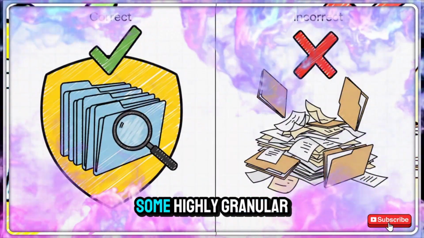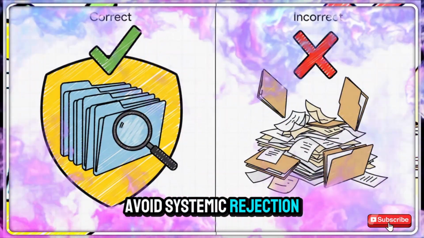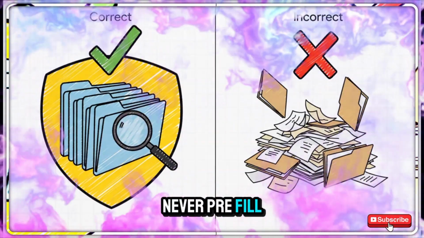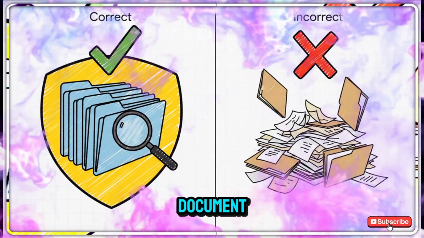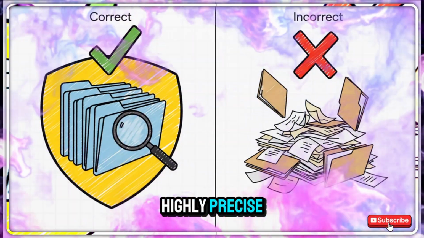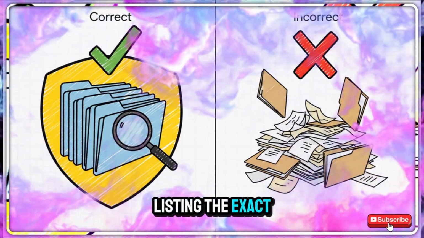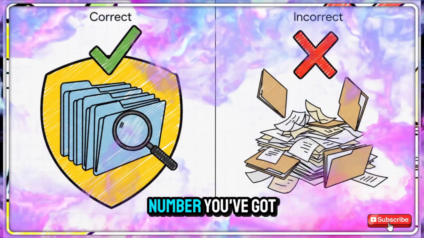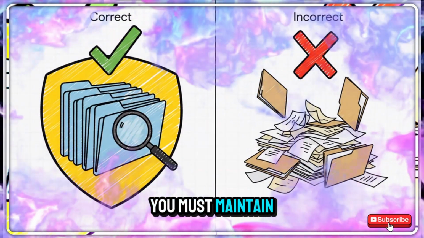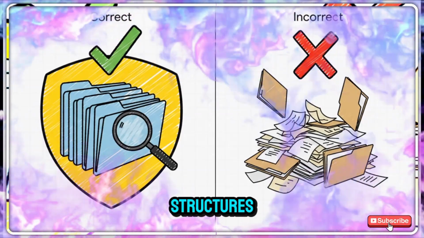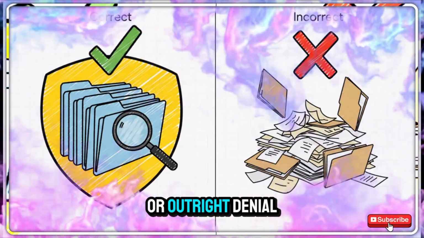The experts highlight some highly granular operational rules here to help applicants avoid systemic rejection. For example, you are warned to never pre-fill dynamic, unpre-populated fields. Doing that can corrupt the entire document. You also have to use a highly precise referencing methodology for any extra data. We're talking meticulously listing the exact page, part, and item number. You've got to provide clean, chronological evidence of your status. And above all, you must maintain strict organizational packet structures. Any deviation from the blueprint, you're instantly introducing the risk of delay or outright denial.